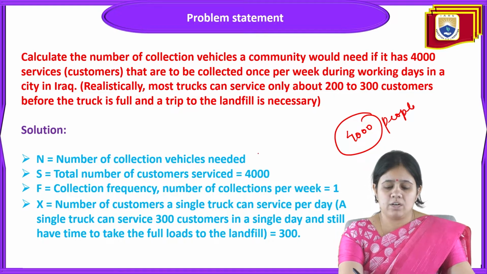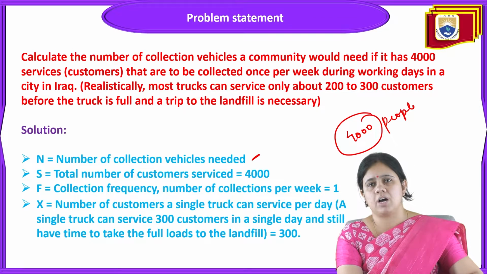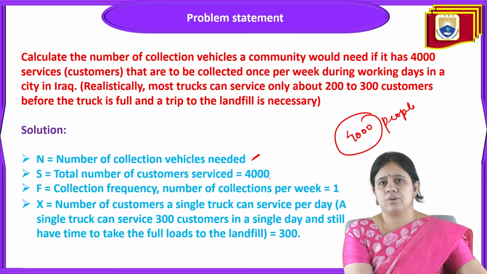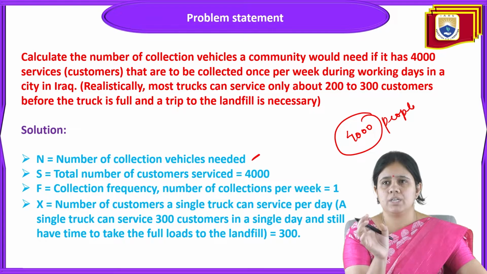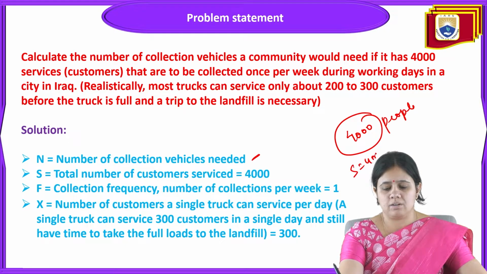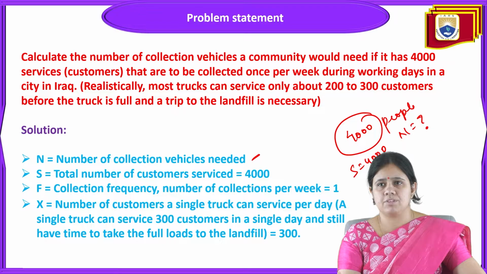So N is the number of collection vehicles needed, which we have to calculate. And S is the total number of customer services, meaning how many customers are served. So S is equal to 4,000, and N is what we have to calculate. And then the collection frequency, the number of collections per week, should be one time a week, once per week during working days, not on Sundays.